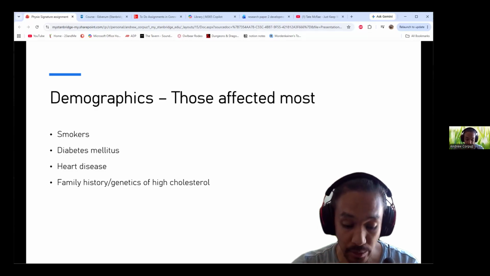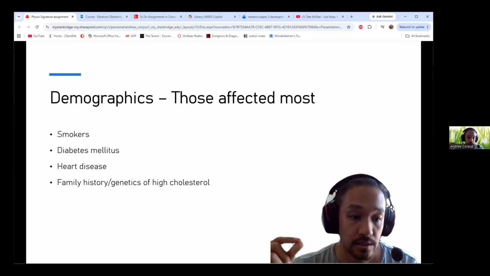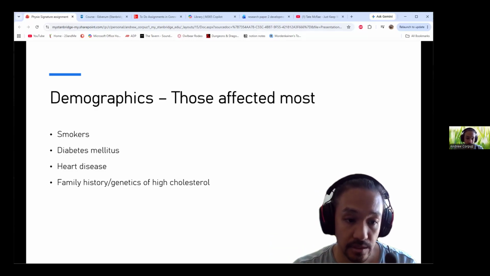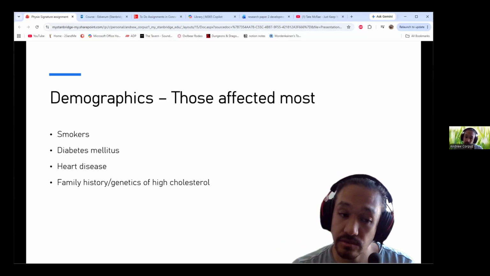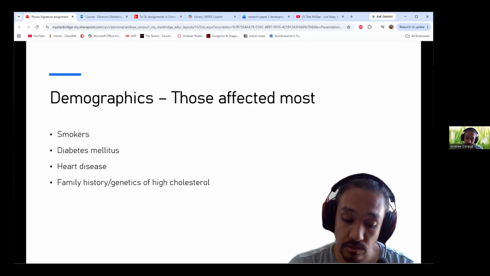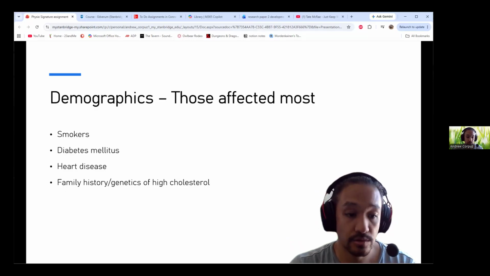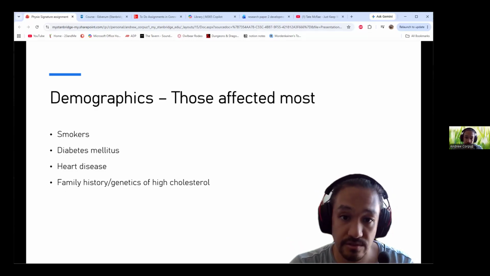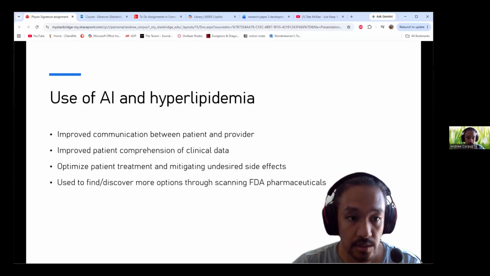Again, there's also neuropathy happening. Heart disease kind of goes along the line with what we've been saying earlier. It could either be genetic or lots of plaque buildup. And then, of course, family history or genetics. If you have this in your family, you should be getting tested to manage and monitor those cholesterol levels.